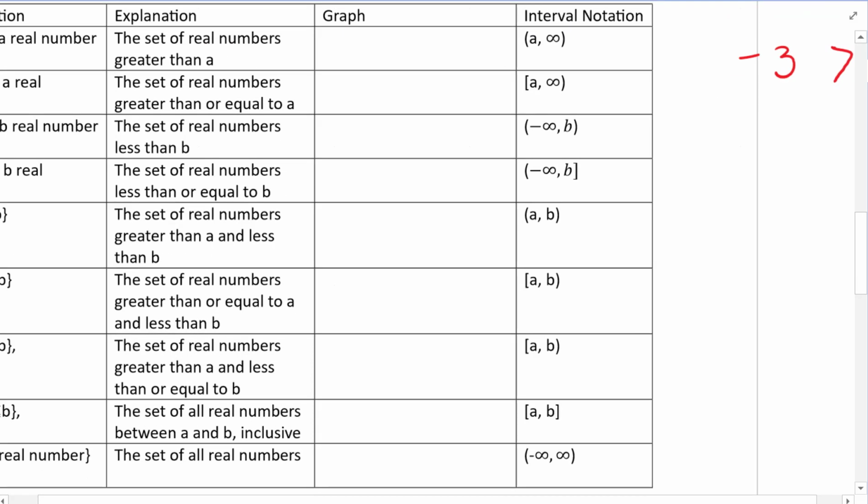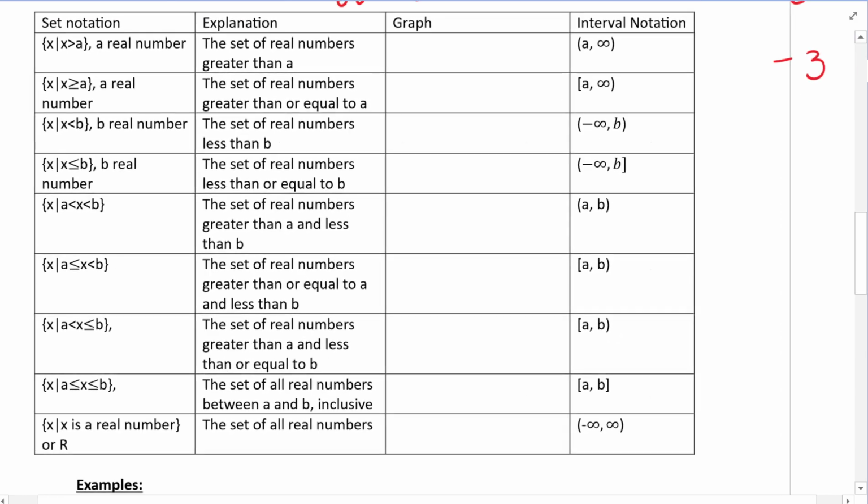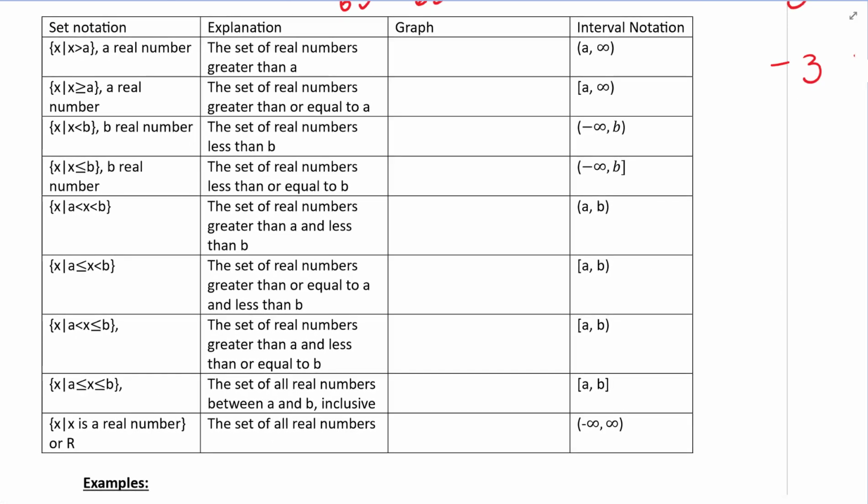So here you have a table that is explaining every single set. If we have a set x with the property that x is greater than a, then in interval notation it would look this way. It would look like (a, ∞), and if you want, we can graph it like this.